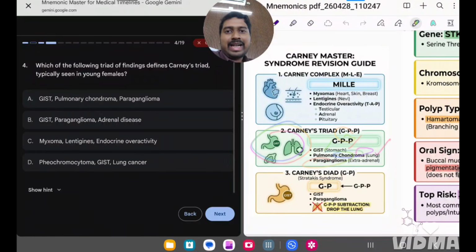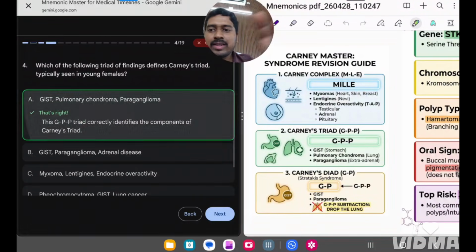You can see the images over here. And if paraganglioma is not there, sorry, if pulmonary chondroma, that is lung thing is not there, you are dropping the lung, then it becomes Carney dyad. And Carney complex is exactly different. It is basically myxomas, lentigines, and TAP overactivity, that is endocrine, testicular, adrenal and pituitary overactivity. So in our question, we have Carney triad, so we basically need GPP, that is GIST, paraganglioma and pulmonary chondroma. So this is our answer.